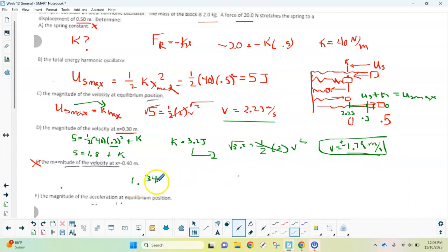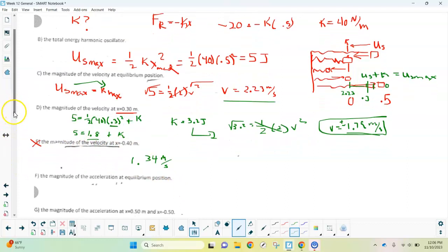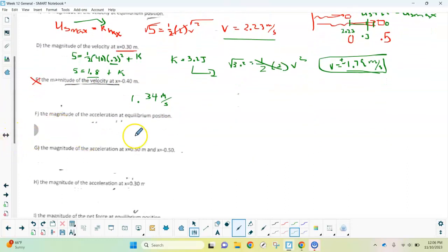So I did this already, but if you wanted to try it on your own, you could do the same kind of work. This number here is going to change from 0.3 to 0.4. This number is going to get bigger, and then you can solve for the velocity the same way we did before. For accelerations, you're going to have to use the net force is equal to ma, and the only force acting on this that is causing it to accelerate, if we did a free body diagram, is the restoring force. So Fr is what we're trying to figure out.